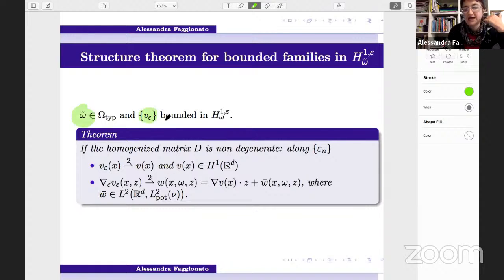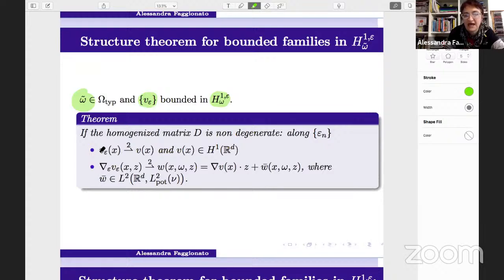For a family v epsilon which are bounded in the H1 space, so for each epsilon you have a function in this space and their norms are bounded asymptotically when epsilon goes to 0. Then I said before that v epsilon of x two-scale converges to a function, but indeed this function, we know, does not depend on omega, and moreover is in the standard H1 space of R^d. While the gradients, we know that along a subsequence two-scale converge to a function w, which is a function of x, the environment, and the jump, and it has this special form.